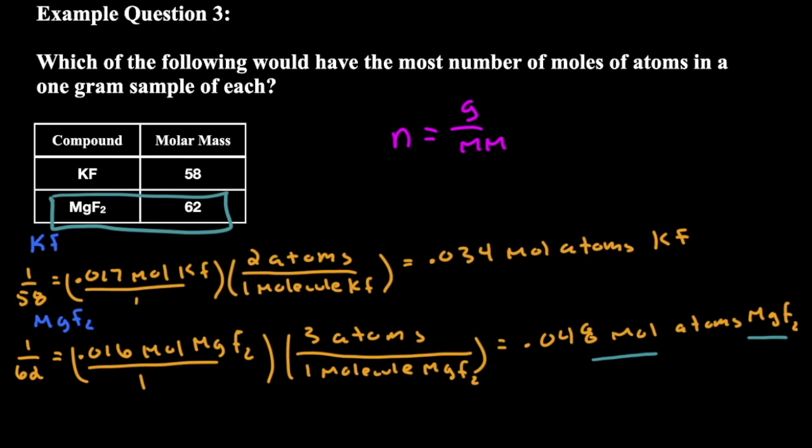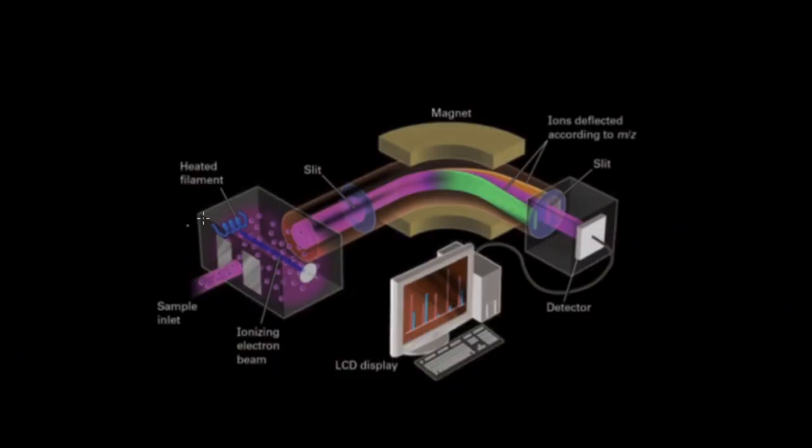Now let's move on to section 1.2 and talk about mass spectrometry. What mass spectrometry is, it's a technique used to determine the relative abundance of different isotopes. And so let's say that we have a sample of copper, and in that sample of copper we're going to have Cu-63, and we're also going to have Cu-65.